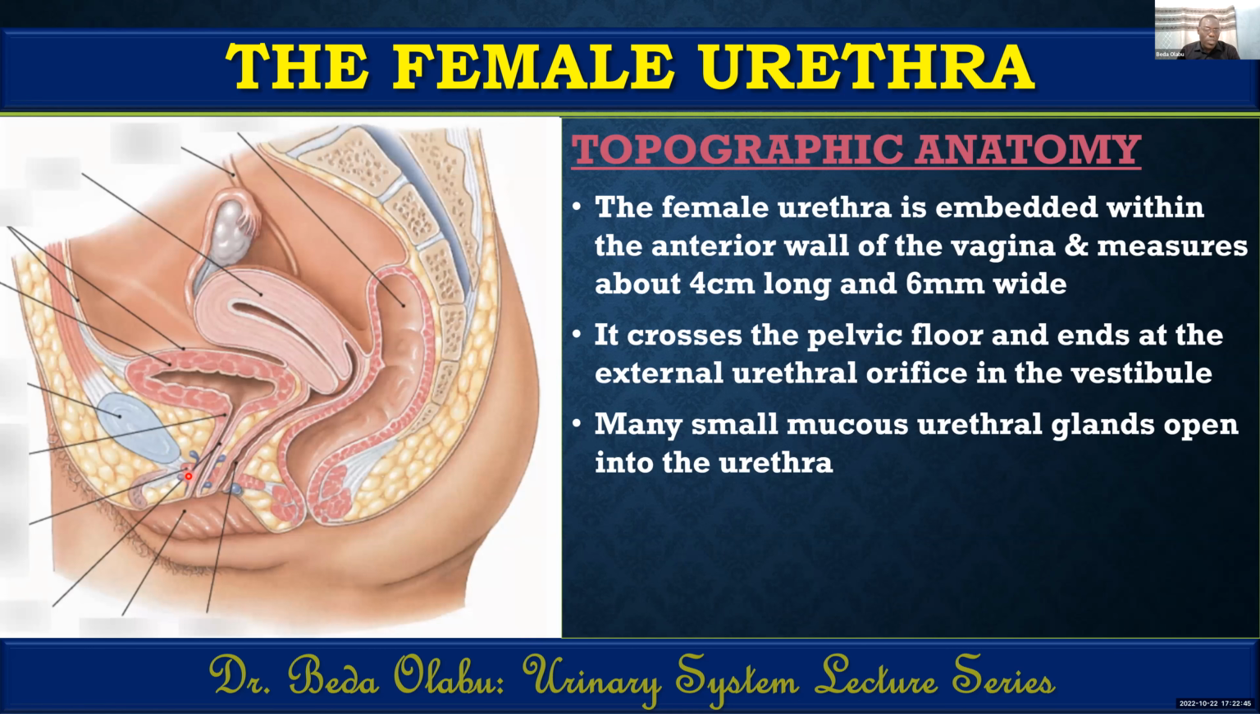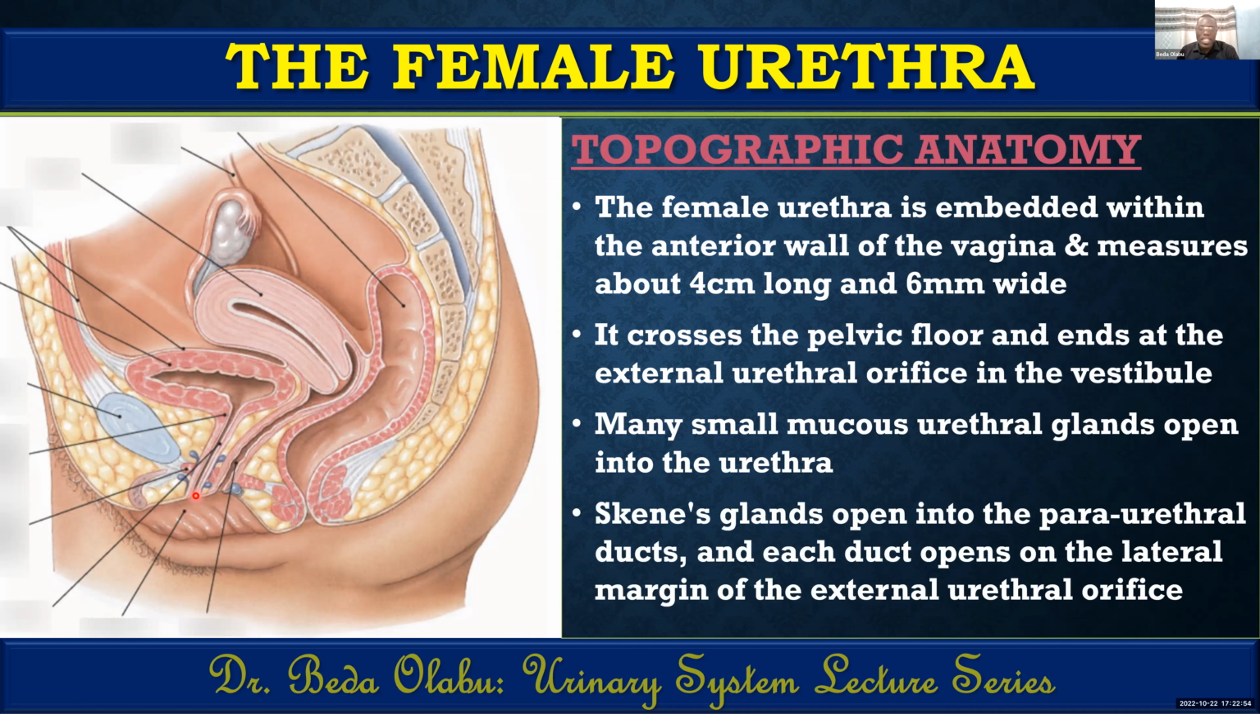So there are several mucous glands that empty into the urethra in females, just like how it happens in males. The paraurethral glands of Skene also empty here, just close to the opening of the urethra. The ducts open on the lateral margin of the external urethral orifice. We call them the paraurethral glands of Skene, or the lesser vestibular glands of Skene.